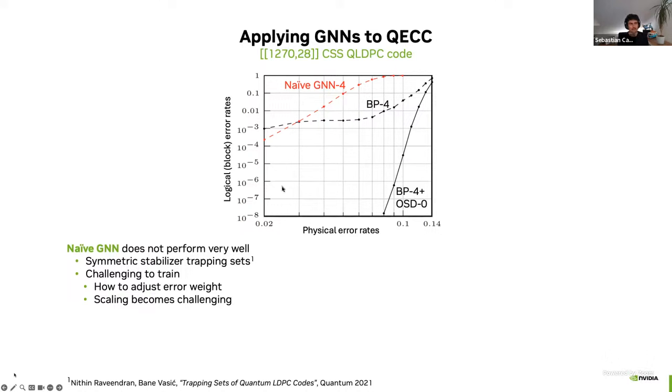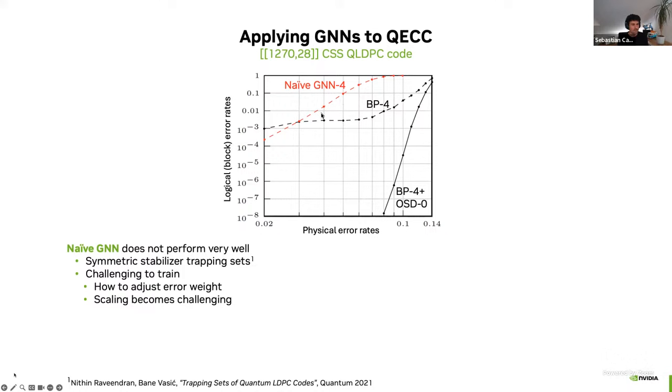So when you apply that, the naive version, let me explain the figure here first. So we have BP4, that's kind of the baseline. It has a pretty high error floor, essentially. And we applied the same concept of the GNNs. We trained it on a new code here, on the CSS code, and the performance is actually not that great. So you see, we are even behind BP.